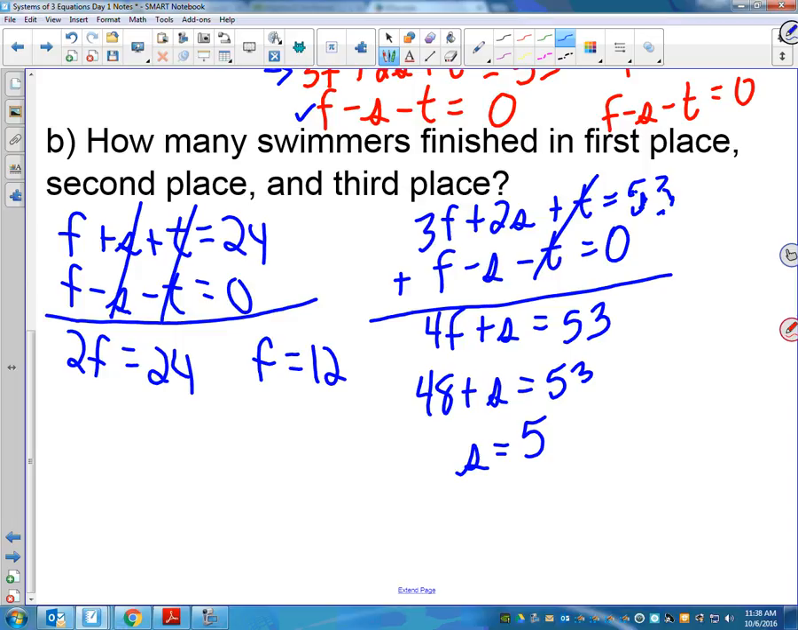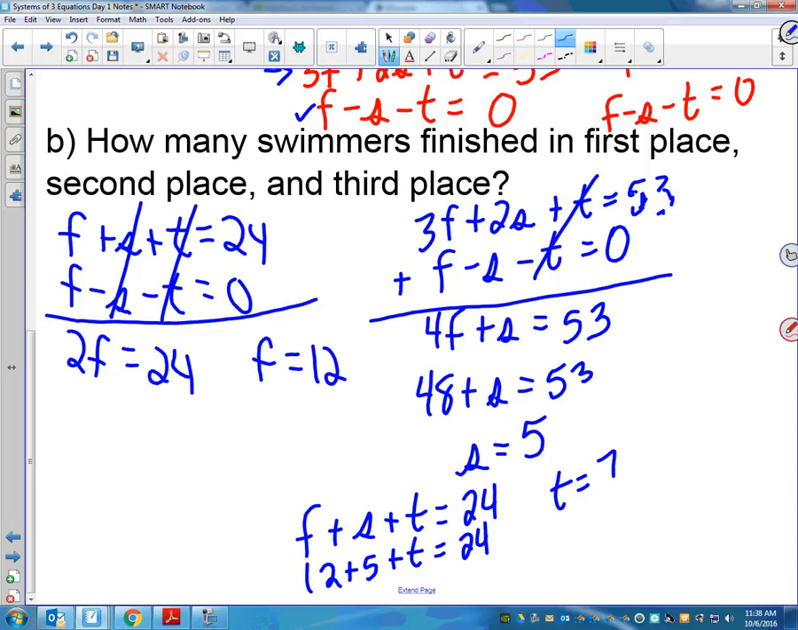And again, you can plug into any one that you want. In a story problem, I always use the one that's the total amount because it's just easiest for me. I know there were 24 altogether. So honestly, I usually just do that in my head. I just say 24 minus 12 minus 5, but I'll show my work. And I think we end up with 7 third place finishers.